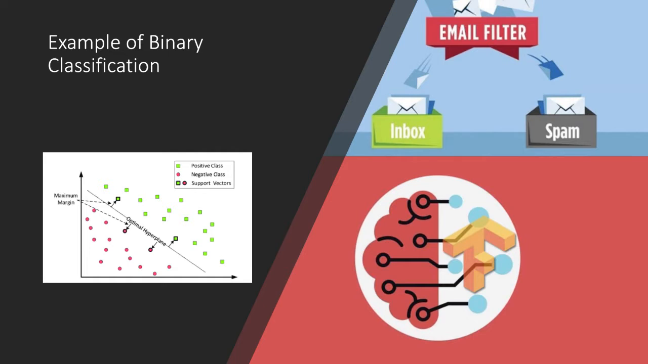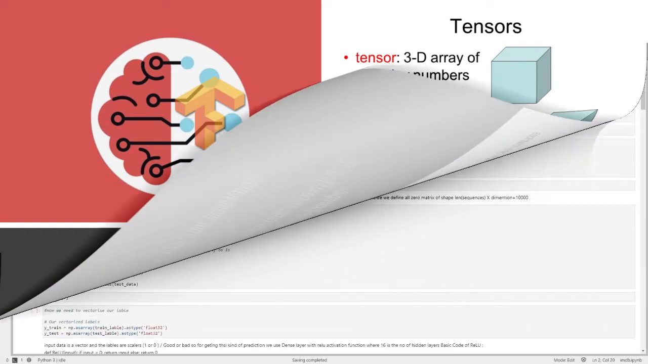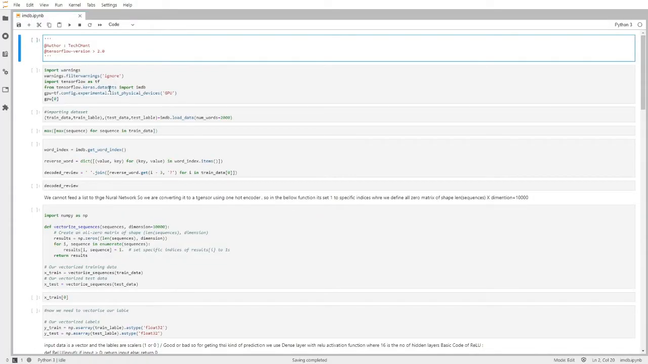For today's exercise I am using the IMDb movie database, where we are trying to predict movie reviews using binary classification. One of the most important things is that a neural network cannot understand regular data like lists or strings. So we have to feed the neural network with tensors. I also want to share how to convert the data into tensors. So now, welcome to the coding section.